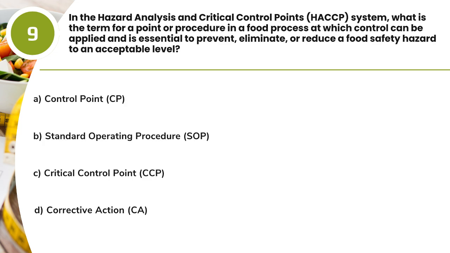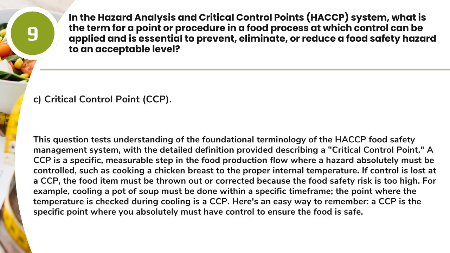Question 9. In the Hazard Analysis and Critical Control Points (HACCP) system, what is the term for a point or procedure in a food process at which control can be applied and is essential to prevent, eliminate, or reduce a food safety hazard to an acceptable level? A. Control point, CP. B. Standard Operating Procedure, SOP. C. Critical Control Point, CCP. D. Corrective Action, CA. Answer C. Critical Control Point, CCP.